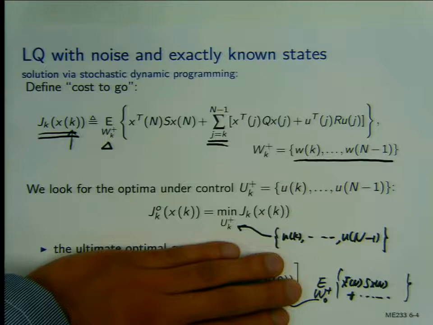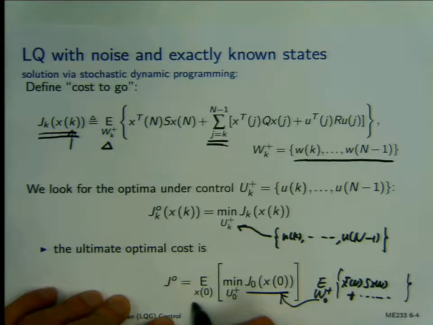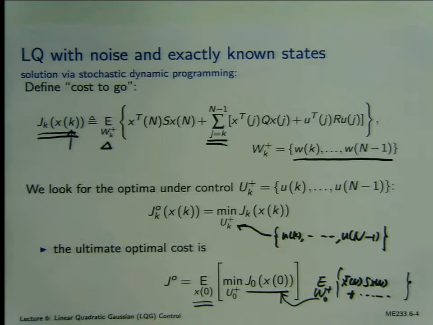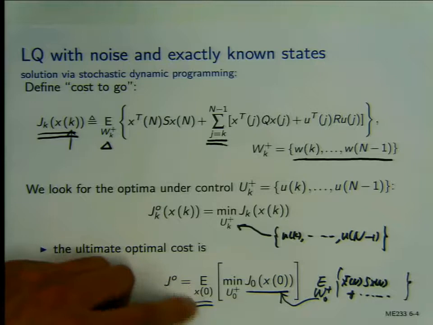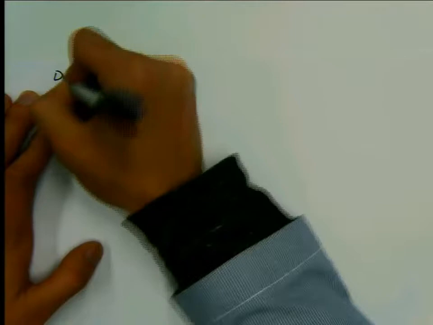Those are all very true. There's one thing you are missing, one very small thing: the initial state. The initial state is also random. The expectation is taken over only the noise terms, but the initial state is still random. So the ultimate optimal cost considers taking the expectation over this initial state as well. Then this whole thing is going to be deterministic. I explained this to help you understand why this expectation is taken in this optimal cost. Now, we're going to start using dynamic programming for solving the LQ problem with noise.